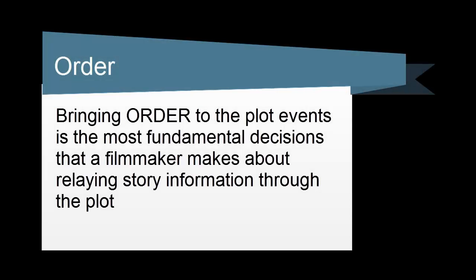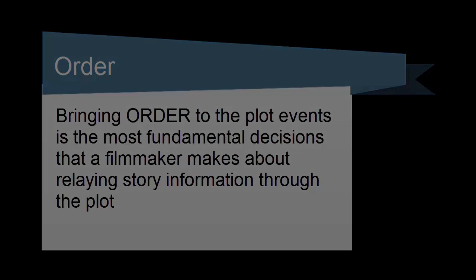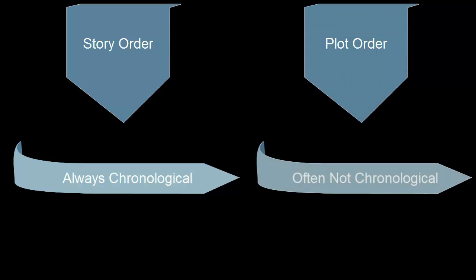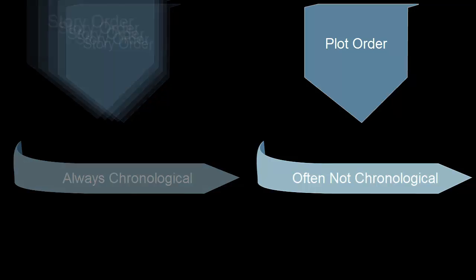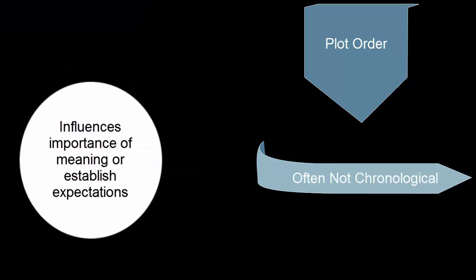To plot events is one of the most fundamental decisions that filmmakers make about relaying story information through the plot. Unlike story order, which is chronological, plot order can be manipulated so that events are presented in non-chronological sequences that influence importance of meaning or that establish desired expectations in audiences. Let's look at a couple of examples so you have a better understanding of what I'm talking about.